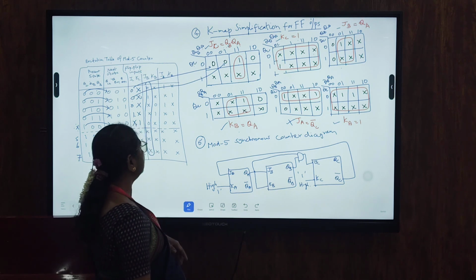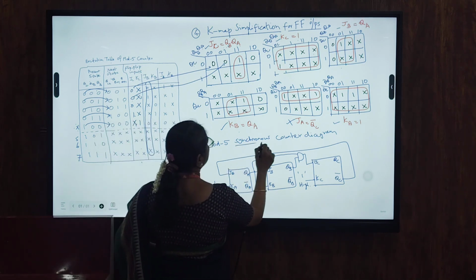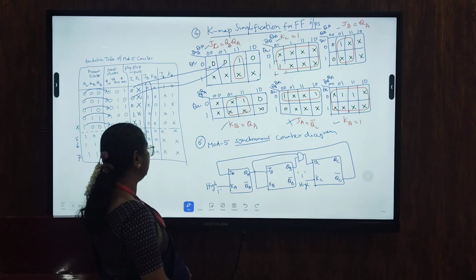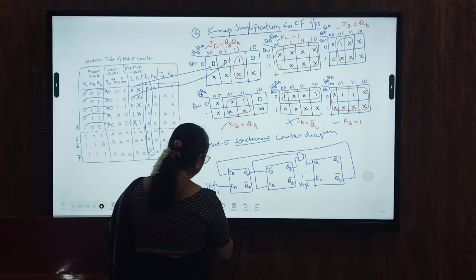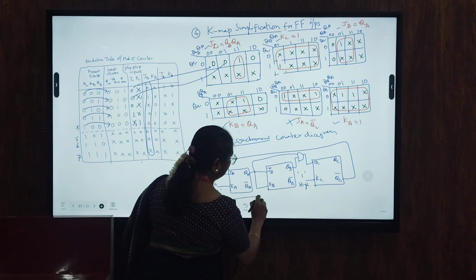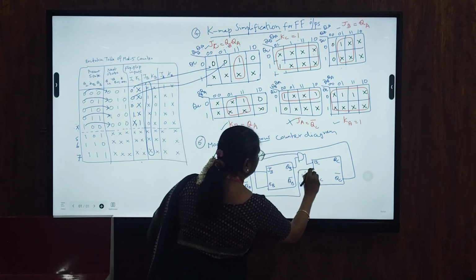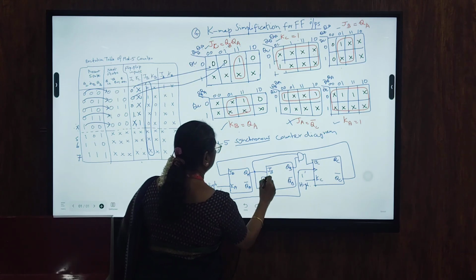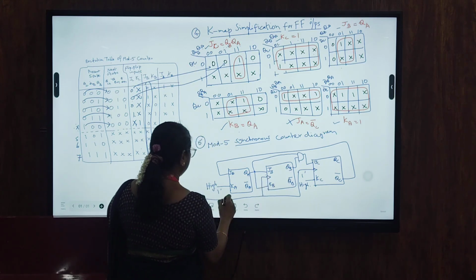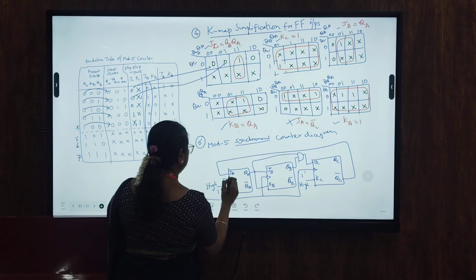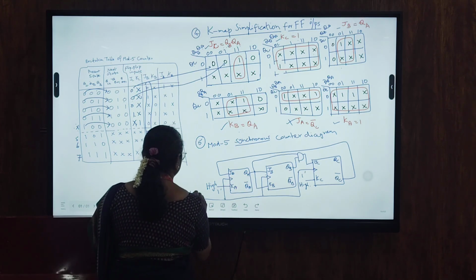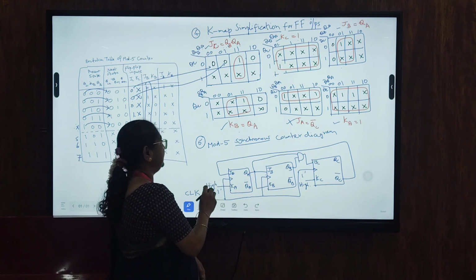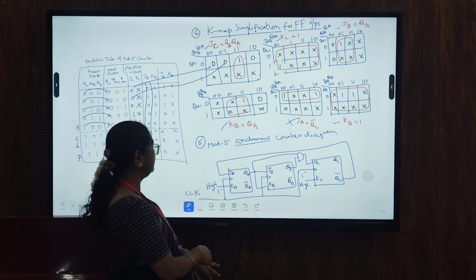It is a synchronous mod 5 counter, so all the flip-flops are given the clock pulse at the same time. We have to give a clock pulse to all the flip-flops like this. This is my clock pulse. So this is the logic diagram of the synchronous counter.